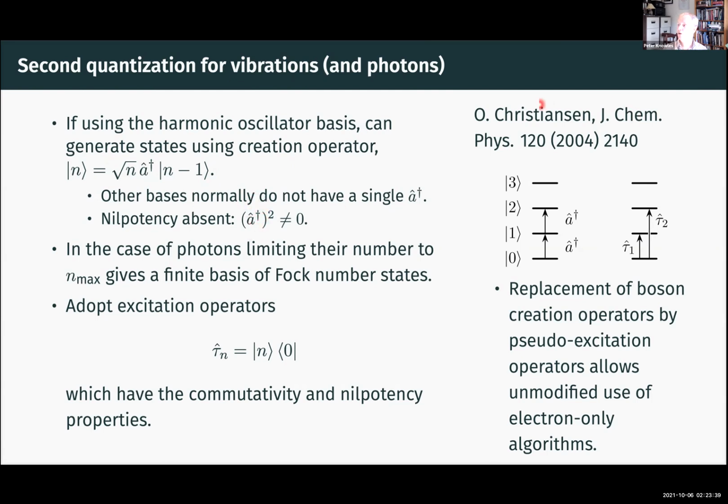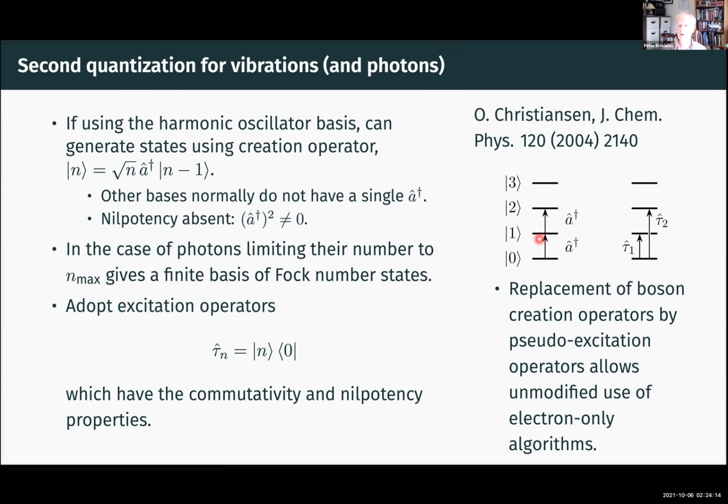So another way to go is the approach which was first put out, I think, by Ove Christensen, which is instead to use excitation operators, where we generate the 1, 2, 3 boson states by exciting in some fictitious space from the ground state to one of the excited states. So you can see that on this ladder of states. These are the harmonic oscillator basis functions, and these operators just take you from the bottom here up to any of the excited states.